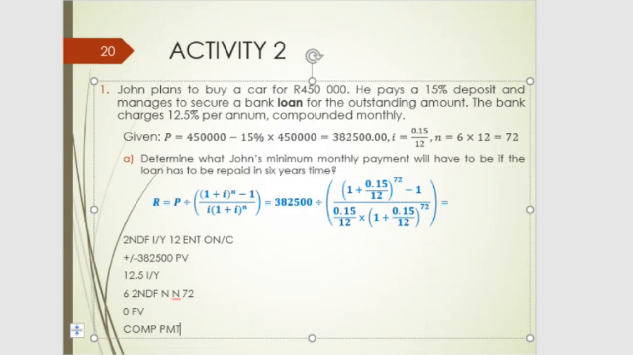Okay, so let's see if I'm following this procedure. Second function, interest per year is 12. Then I'm entering this, then plus or minus 382500. This is my PV. Then 12.5 is my interest per year. And then 6, second function n, it gives me 72. Then 0 is the future value. And then compute payments. I'm getting 7577.78. This is what I'm getting.